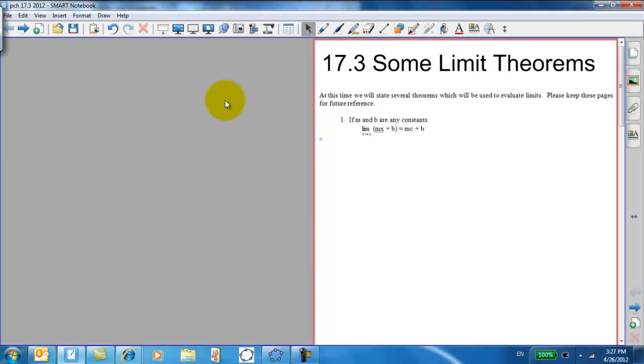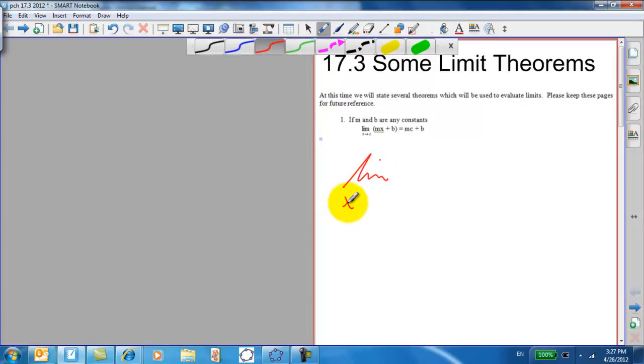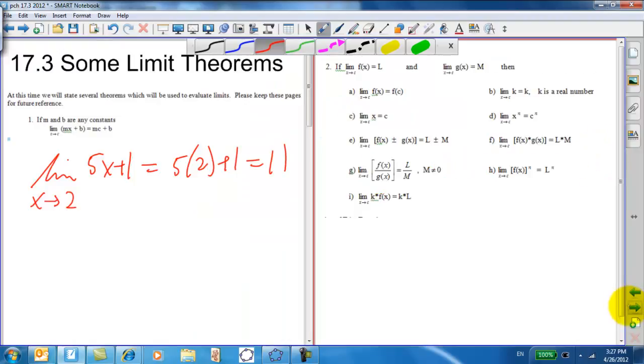Now, basically, this starts off with sort of the plug and chug mentality. That is, the limit seems the same thing as evaluating a function at a certain point. Like the limit as x goes to 2 of 5x plus 1. We put the 2 in for x, and we get 11. Okay, seems pretty straightforward.